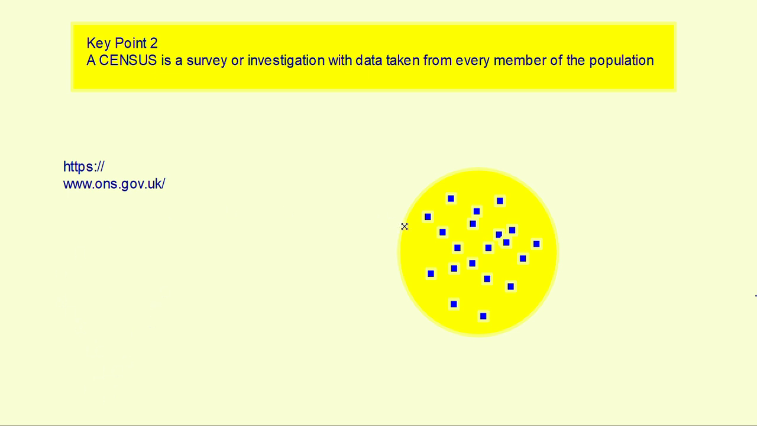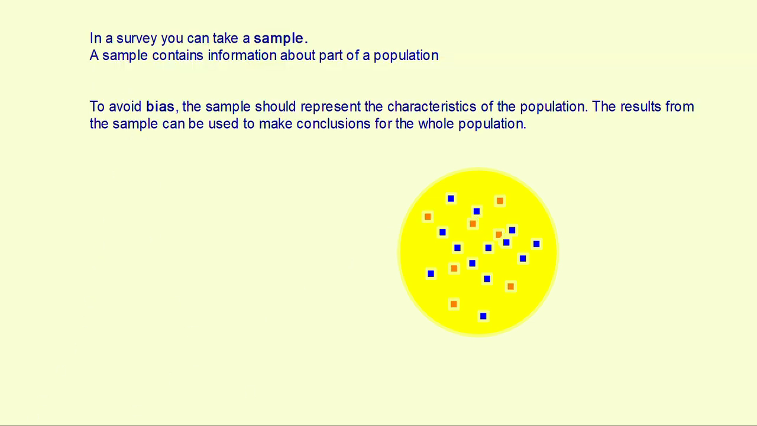So it doesn't have to be a person, it could be anything in terms of the population. Right, then we go on to a sample. So census is everybody, a sample is part of the population. So here we go, look, they're coloured blue and orange. You've only asked a part of the population, not everyone is chosen.